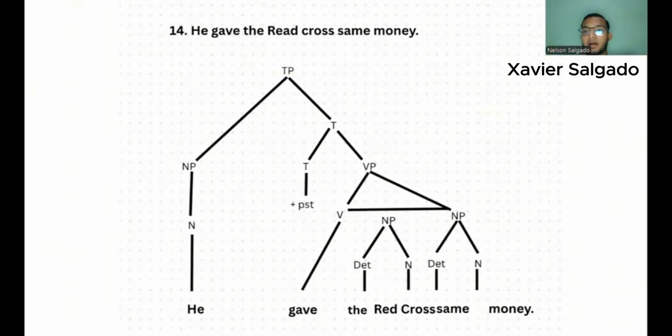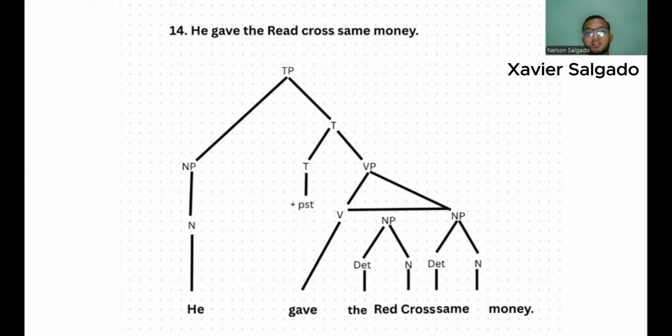And well, we have the other sentence, that is: he gave the Red Cross some money. Well, in this case, the tense here is a past participle. We know because we have a verb that is in the participle, and well, we have the same pattern here.